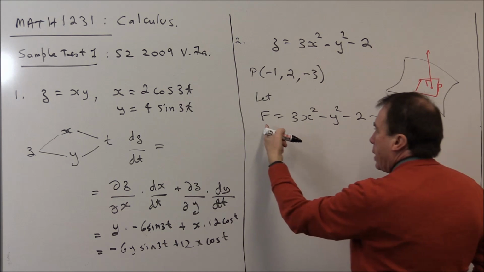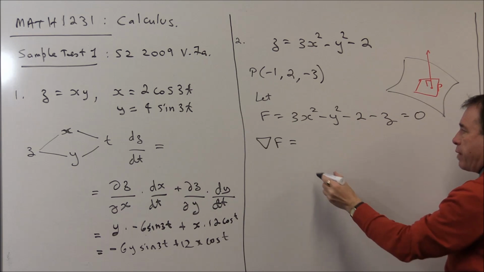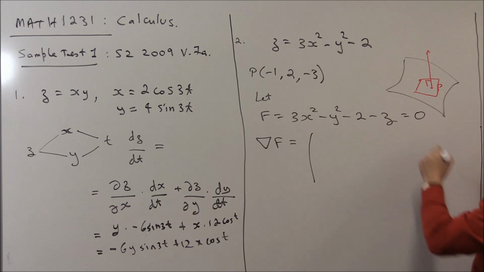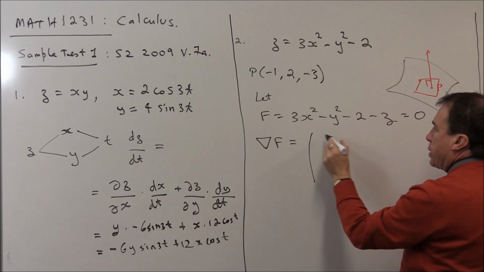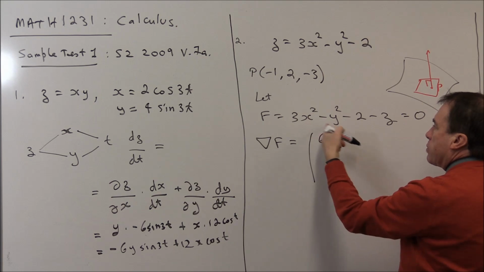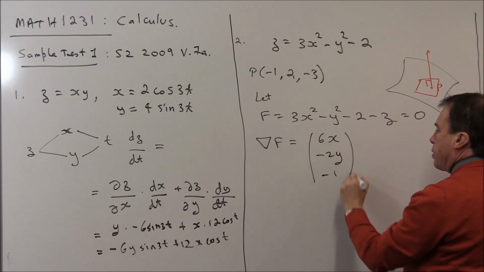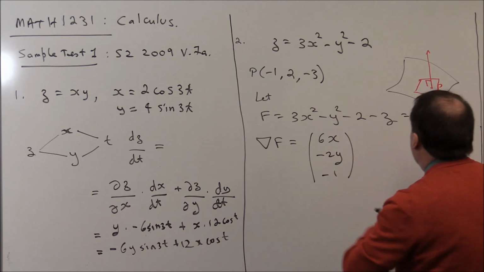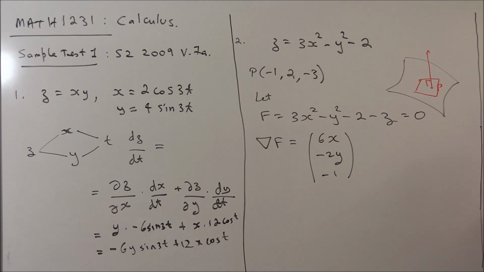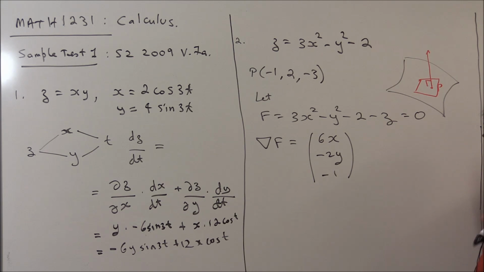And I calculate then what we call grad f, and grad f is a vector consisting of all the partial derivatives of this. So the partial derivative with respect to x is 6x, with respect to y is minus 2y, with respect to z is minus 1. So I calculate this thing called grad of f, because this vector gives me the perpendicular to the surface at any point. That's a lovely fact.